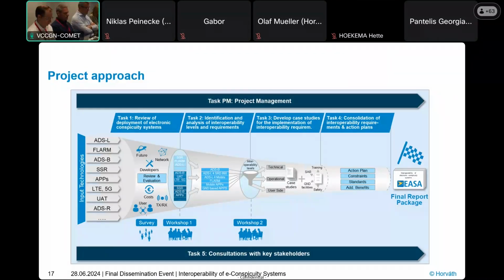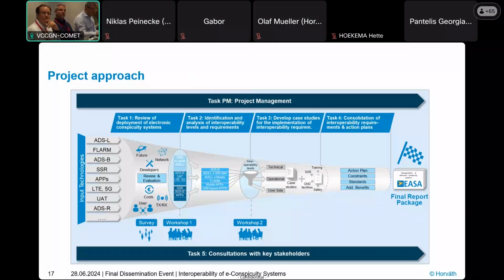And to support this review, we set up a survey for general aviation pilots, and we asked them which systems they are using and what their experiences are. We got about 2,100 participants in this general aviation survey. Then we started with these inputs our workshop number 1. And we derived the interoperability requirements and set up the target system combination, which will be explored further later on.